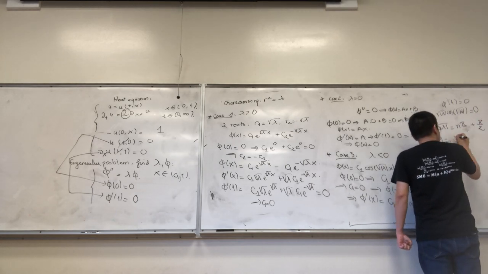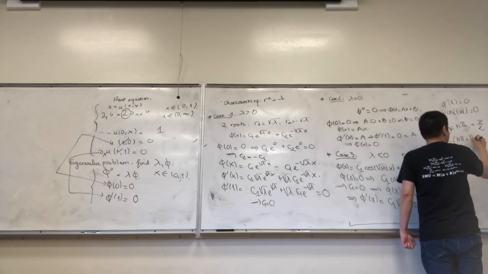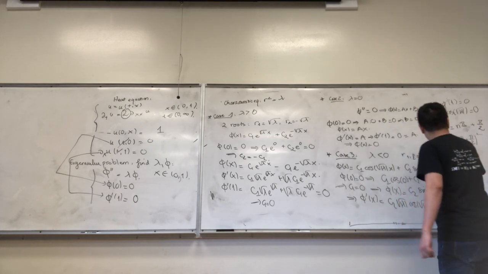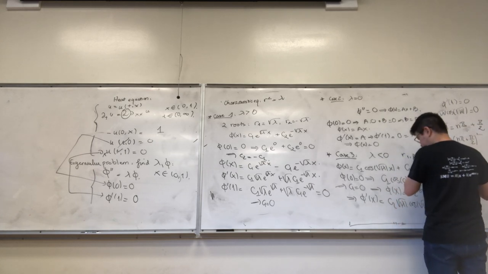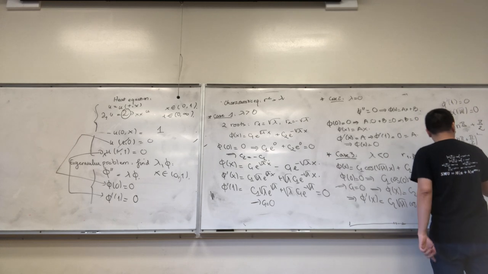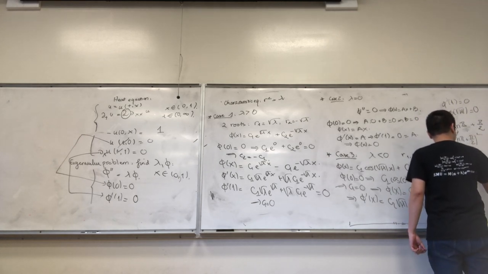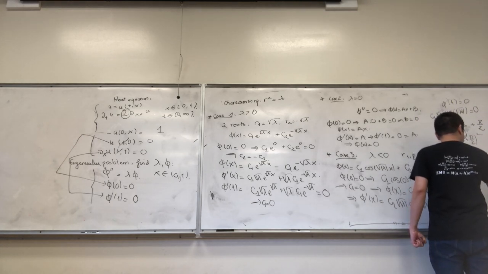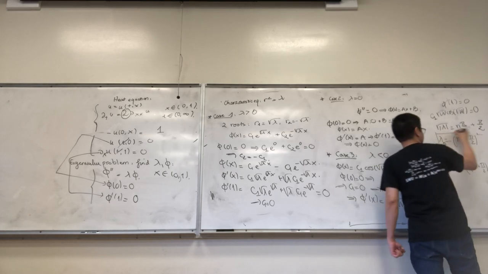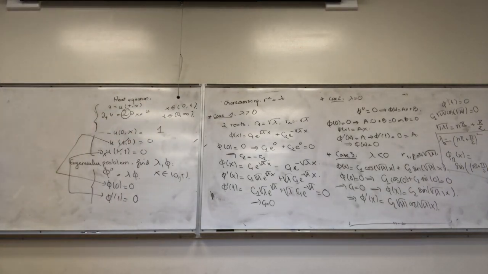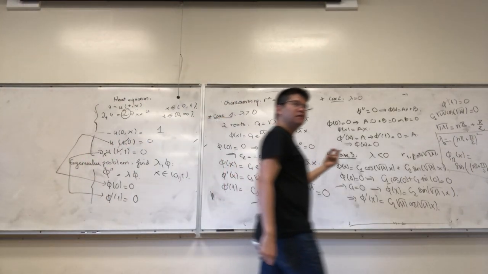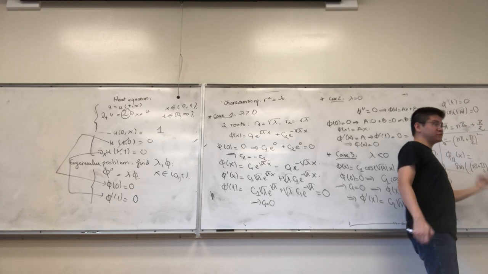Right, so lambda will be minus (n pi plus pi over 2) squared. So this is lambda n, and phi n will be sine of (n pi plus pi over 2) x. So this is the eigenfunction and the eigenvalue, right? Now, after all of this computation, what we found is the eigenvalue and the eigenfunction.